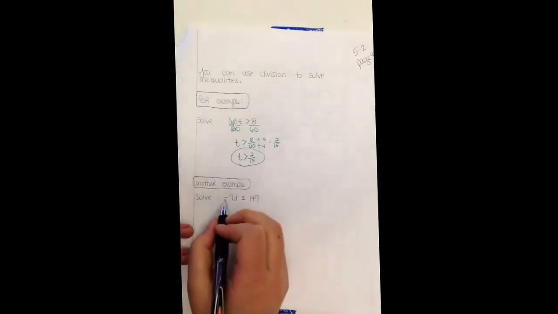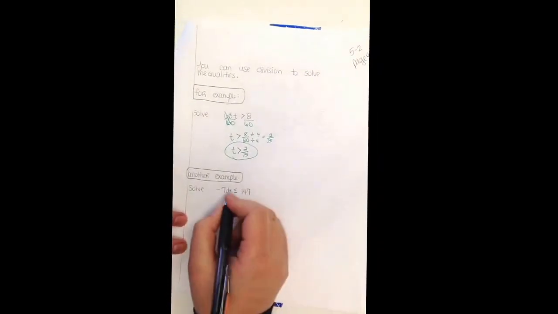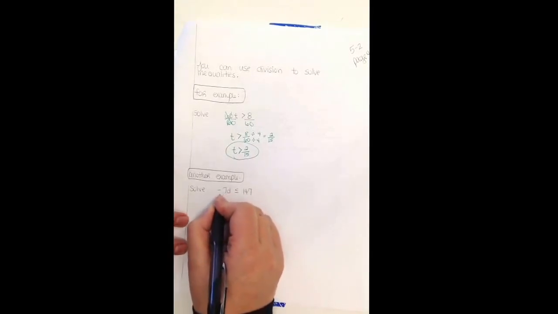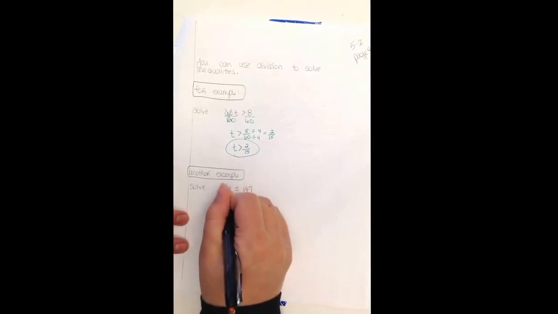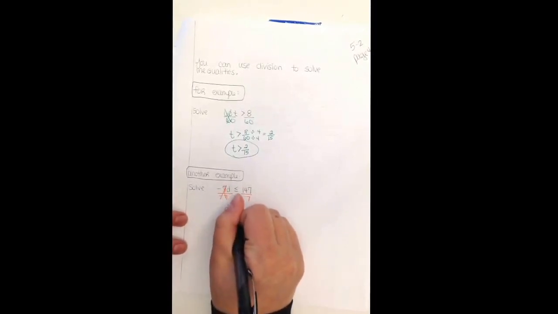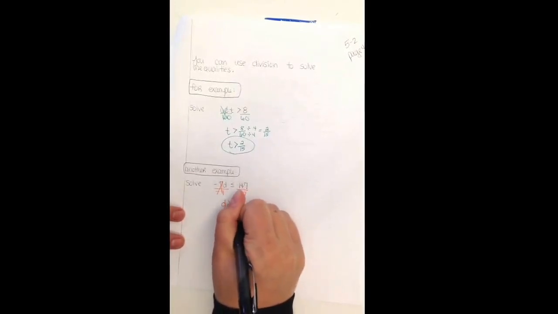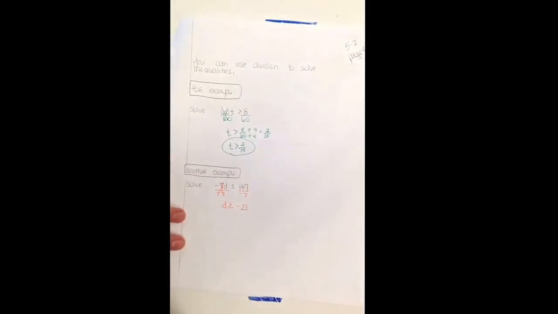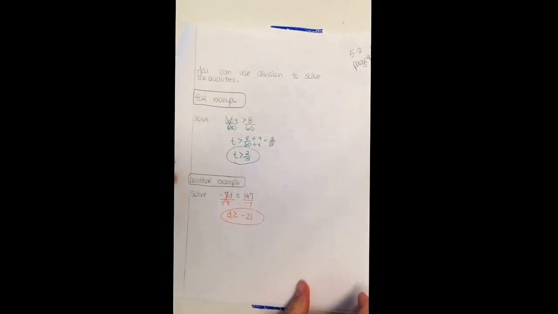The next example says negative 7d is less than or equal to 147. To undo that multiplication, divide by negative 7 on both sides. I get a positive d, but remember I have to flip my sign because it was a negative 7, and I get negative 21. That would be my solution there. All right, turn to the very last page.